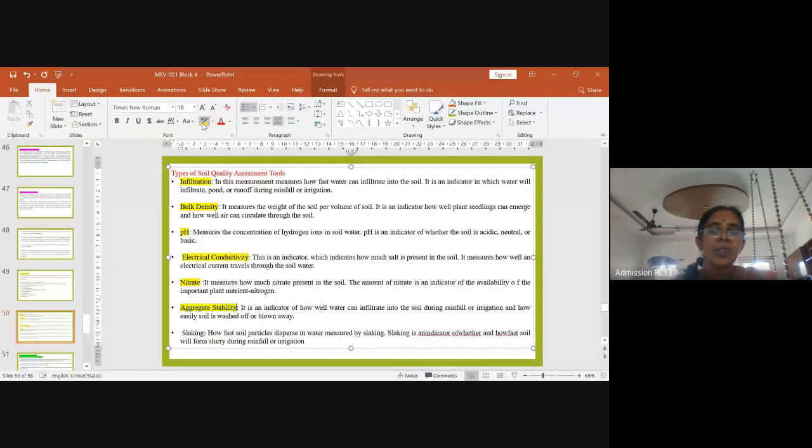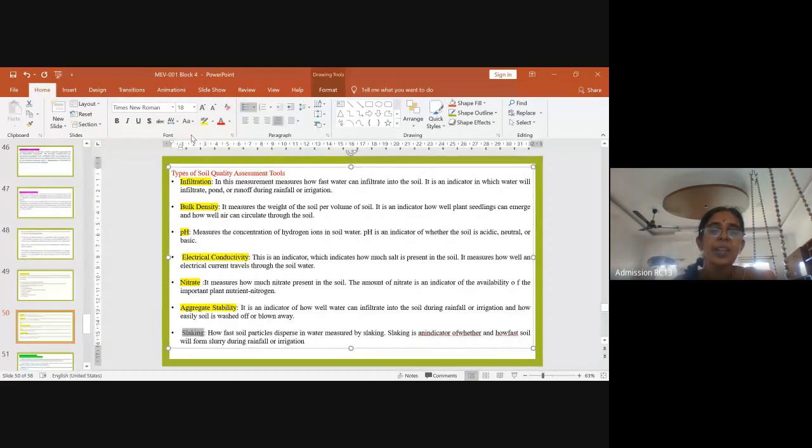the nitrogen. Next one is aggregate stability. It is an indicator of how well the water can infiltrate into the soil during rainfall or irrigation, and how easily soil is washed off or blown away.